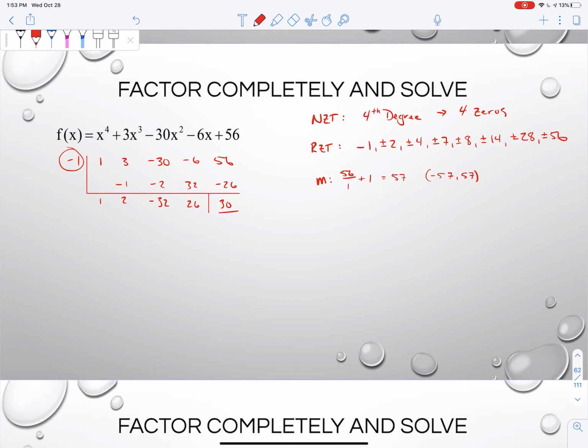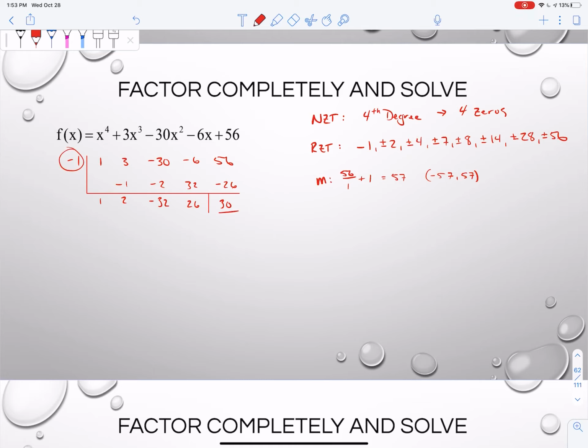Hey, 4 worked. Okay, so since 4 worked, I know that x minus 4 is a factor of the polynomial. And I'm going to write that out to the left there so that I know that that was a correct factor for my polynomial. So what I'm going to do is stack a division right underneath that quotient that I just found. Okay, and now I'm going to test 4 again to see if it works a second time.